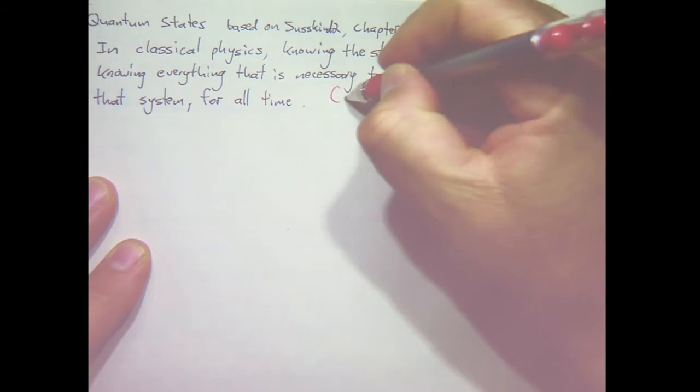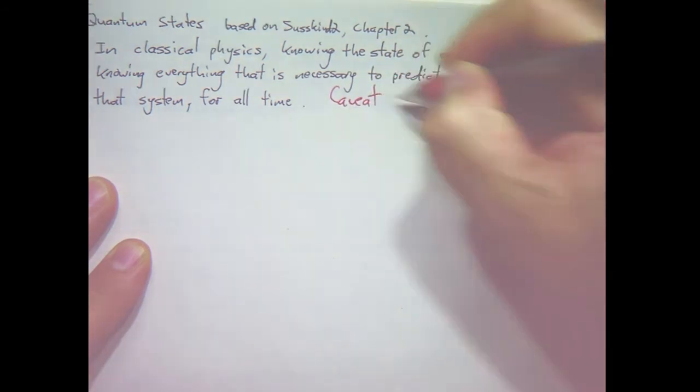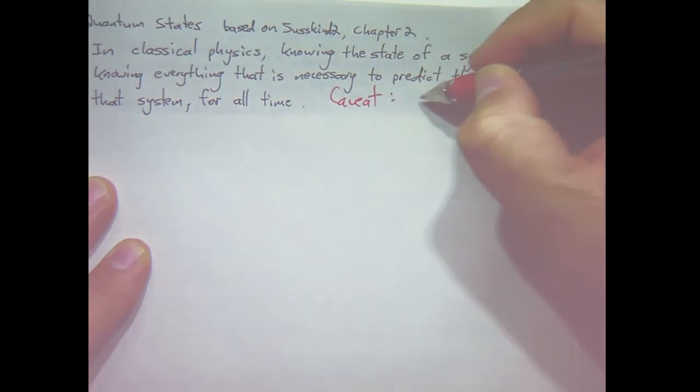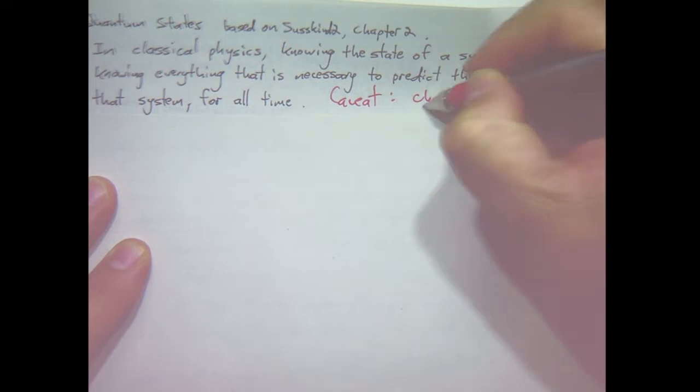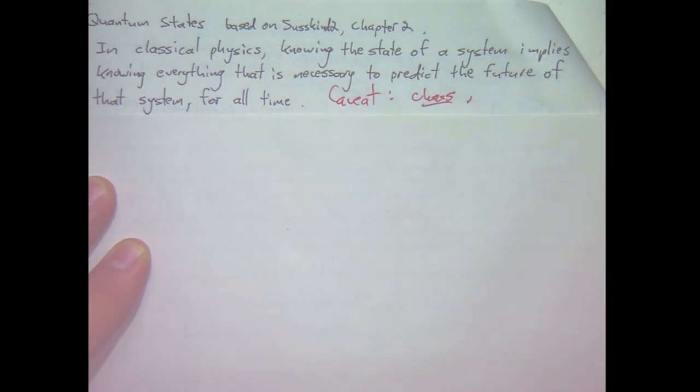Right? With a caveat, chaos theory, which I don't want to get into. Don't worry about it. So the classical system, if you know the state now, in principle, at least what they thought up until 1880, you can know the state forever because of Hamilton's equations.